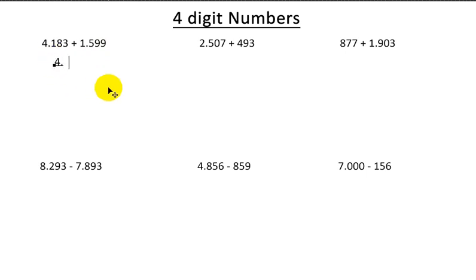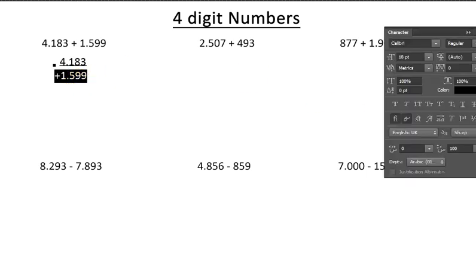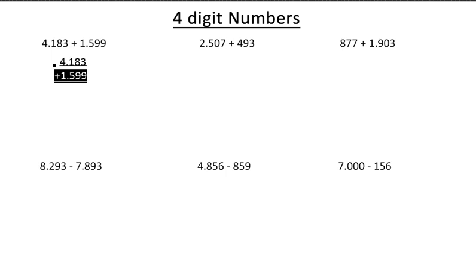So we have 4,183 plus 1,599. Let's move this a little to the right so that the ones are beneath the ones and the tens are beneath the tens and the hundreds beneath the hundreds and the thousands beneath the thousands. Okay, so I've written it vertically now, and now I can move on to actually solving it. Let's actually move it a little further down so that we have some room.